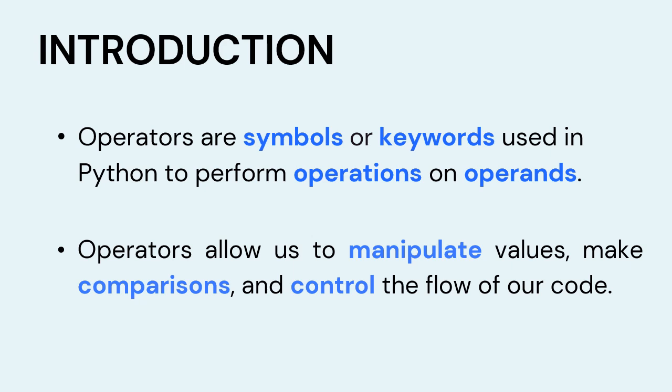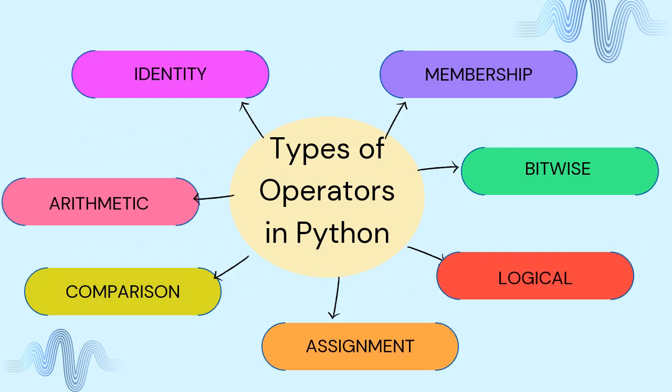So, in the exploration of Python operators, you'll gain a solid grasp of how these symbols and keywords enable us to create powerful functional code. So, let's dive into the world of Python operators. This slide shows the 7 different operators which will be discussed in detail in the further slides. We have arithmetic, comparison, assignment, logical, bitwise, membership, and identity operators.